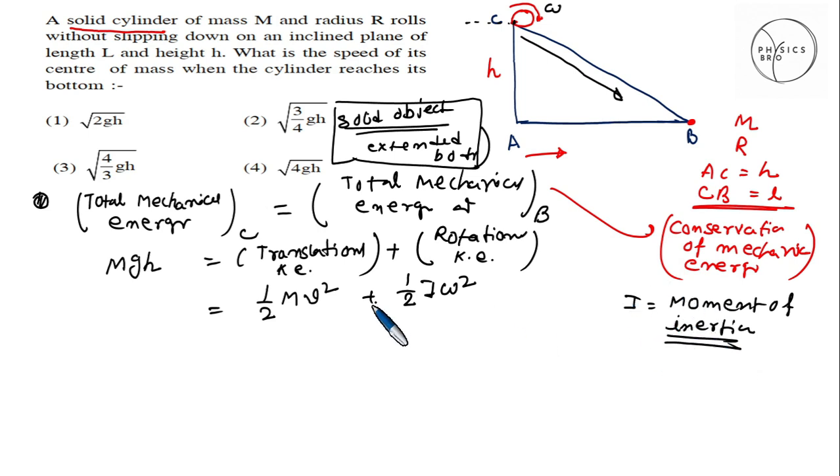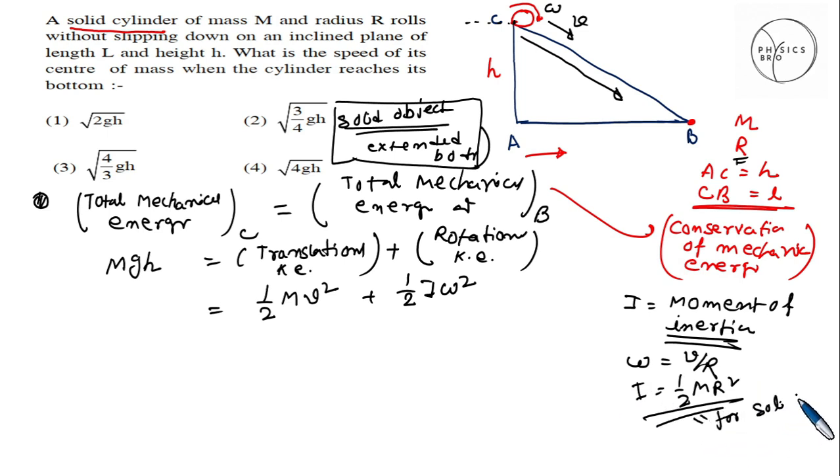Now, what will be the I and what will be the omega? Omega is v by r, where v is the velocity of the body in translational motion and r is the radius of the cylinder. For a solid cylinder, you have to remember that I equals half m r square. This is only for a solid cylinder. The moment of inertia will change if the body changes.